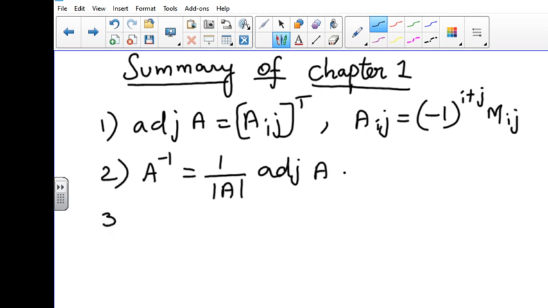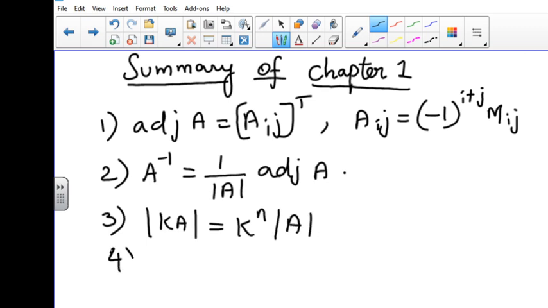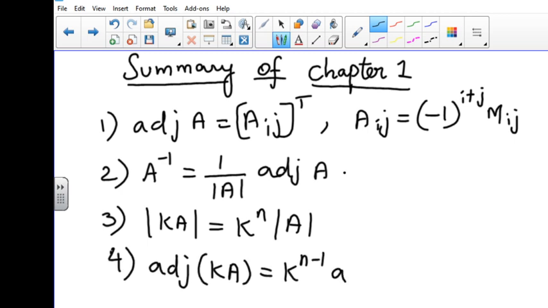Number 3, determinant of kA is equal to k power n into determinant A. Number 4, Adj of kA is equal to k power n minus 1 into Adj A.